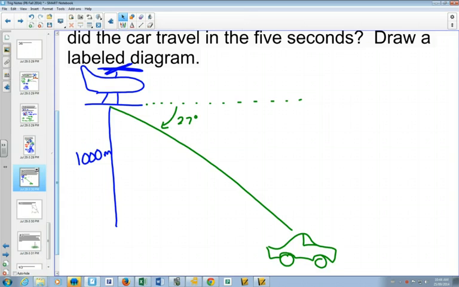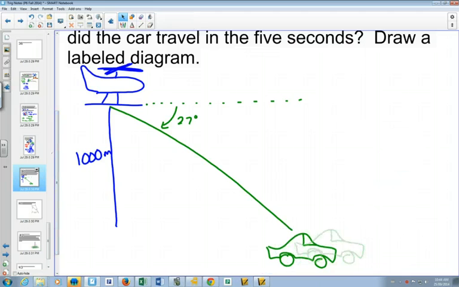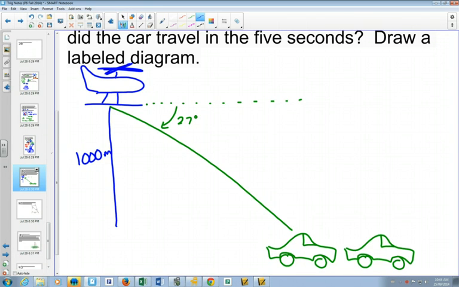Five seconds later, the car has moved forward, and now I have an angle of depression, and I'll draw it in a different color, of 25 degrees. Wow, that's a nice straight line. Should maybe use a ruler.